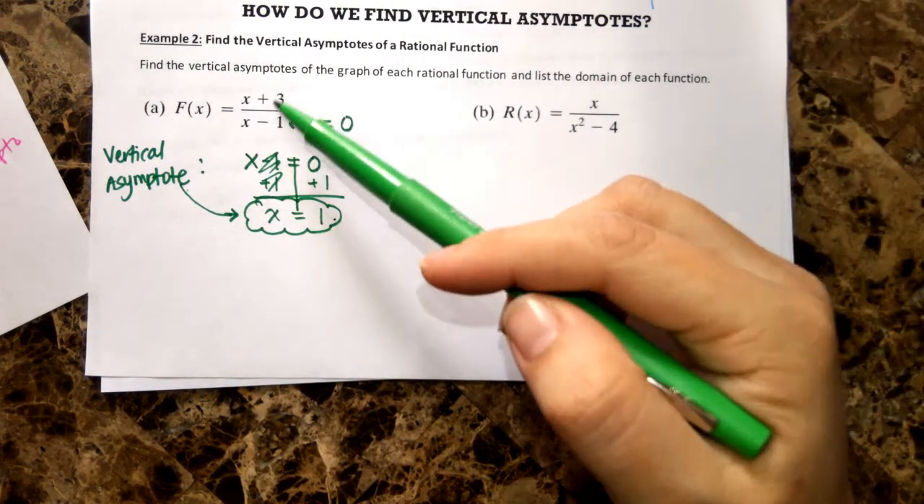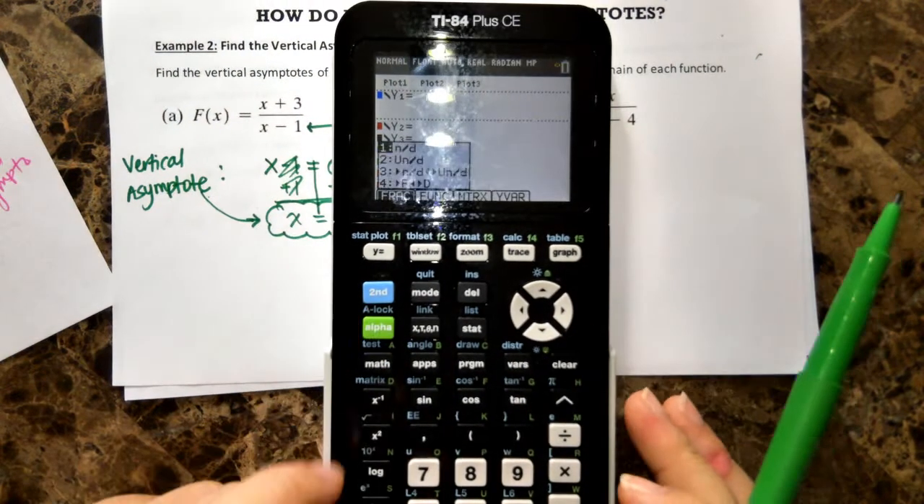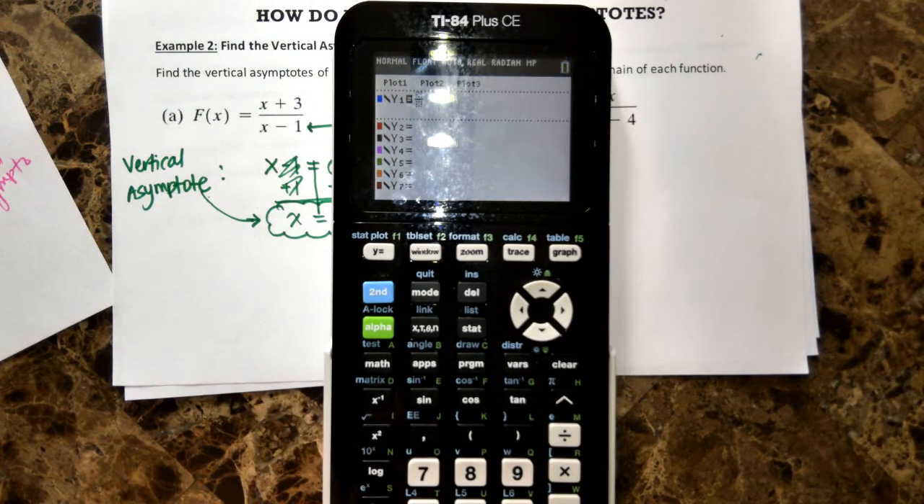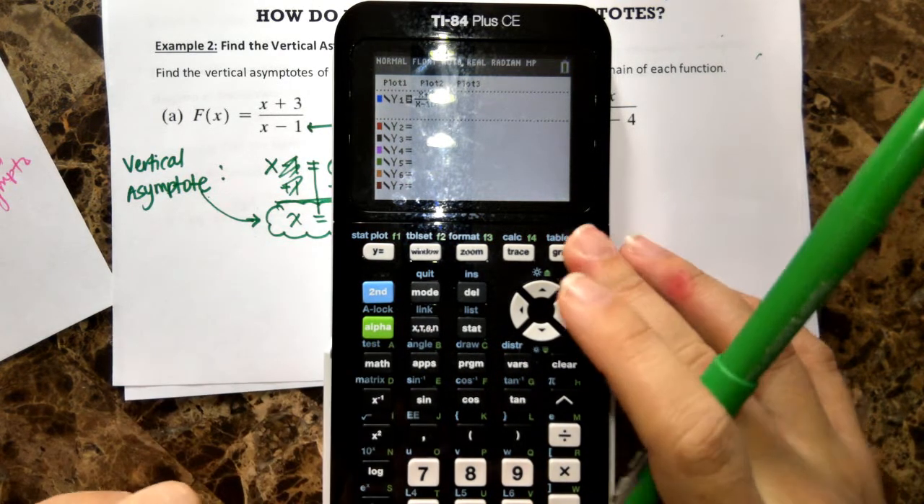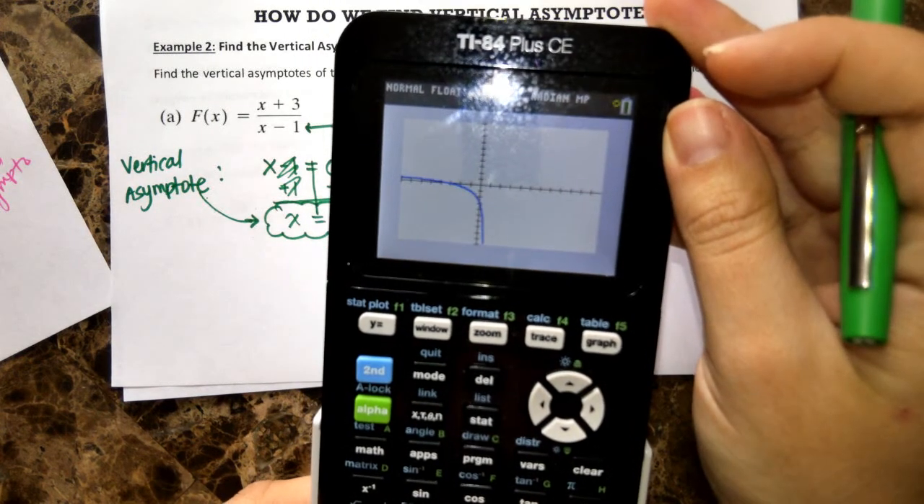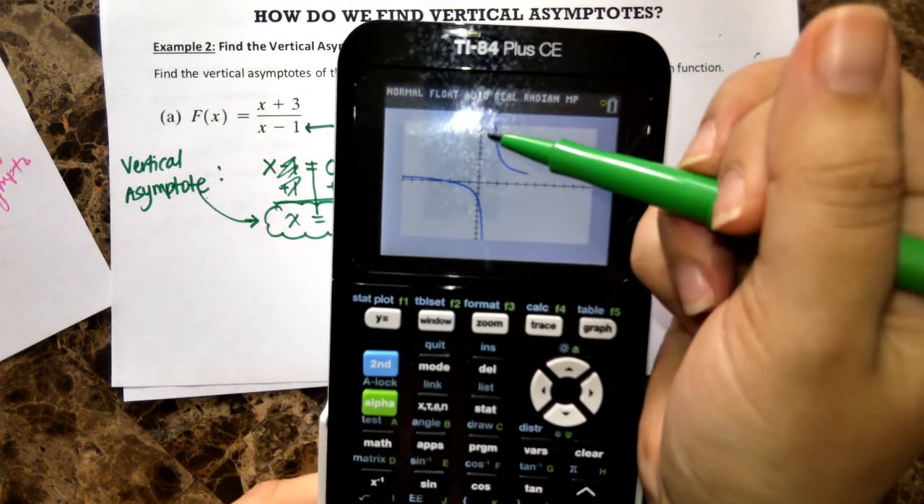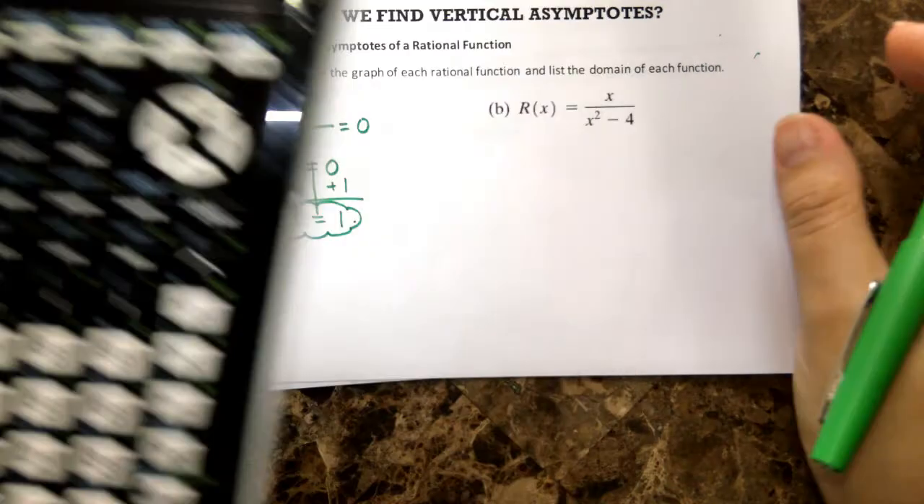And you could even graph this onto your graphing calculator. I'll go ahead and see if I can type this in. F of x equals x plus 3 divided by x minus 1. And you will see that the graph should have a vertical asymptote at x equals 1, which you will see that is true. X equals 1 is right here, and it has a break in the graph.